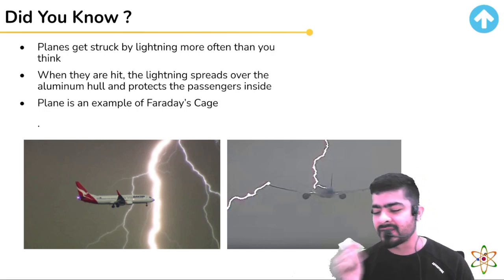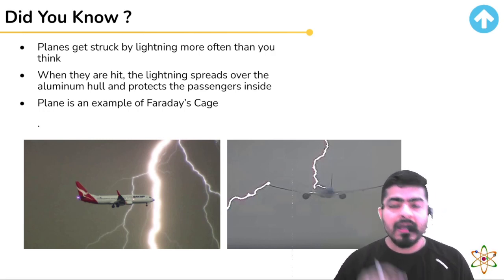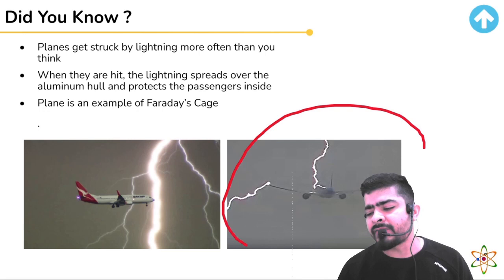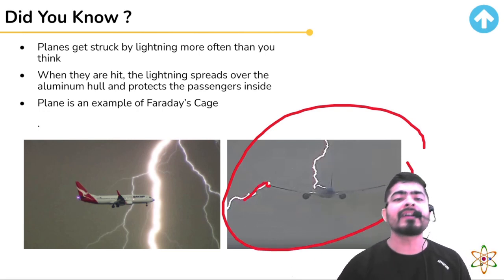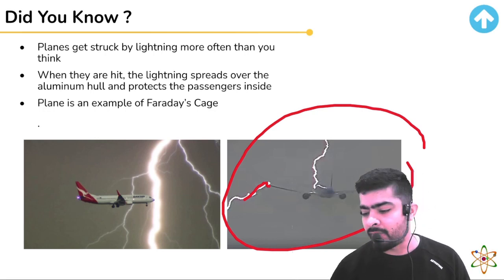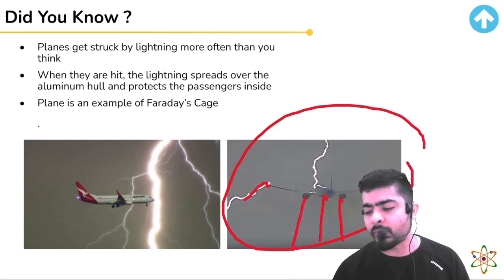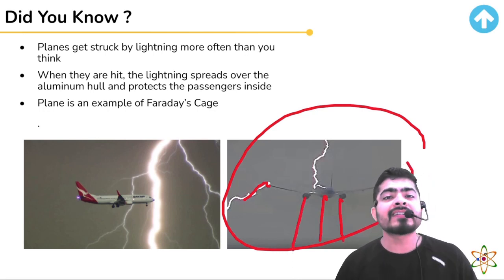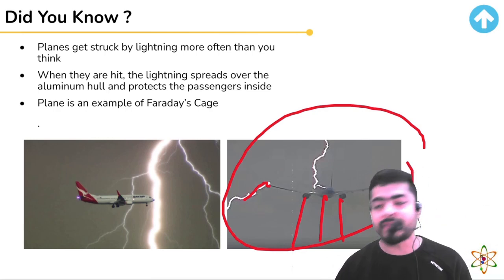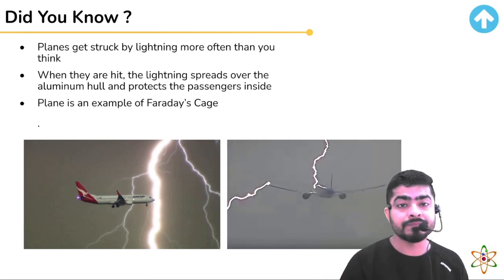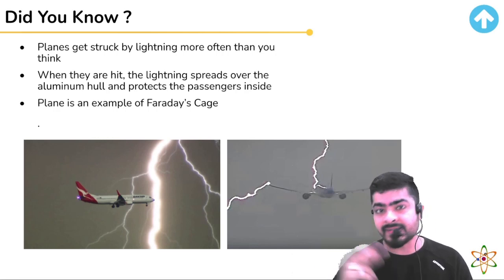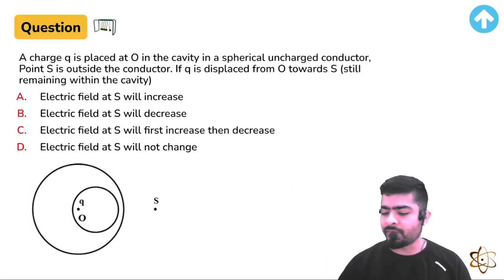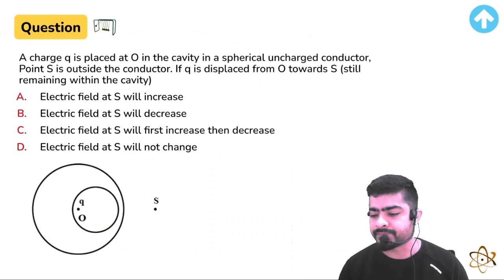All right, now I could ask you another good question from this image. Why does the lightning leave only from the end of the wing? Why not from this point, this point, or any other point? Why does the lightning leave only from the end of the wing of the aeroplane? That has another reason behind it, which we will discuss in a while. So first of all, let's solve this question.